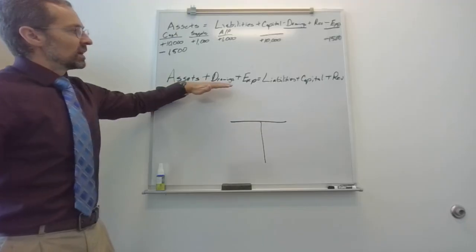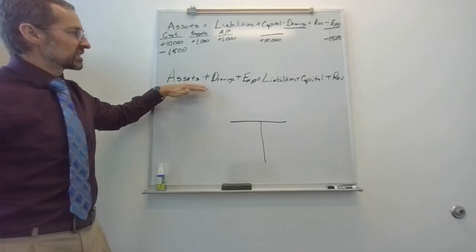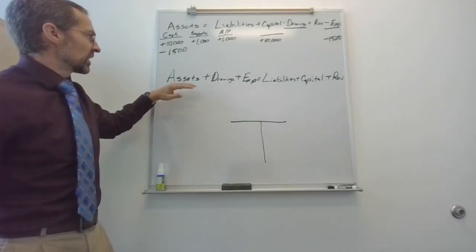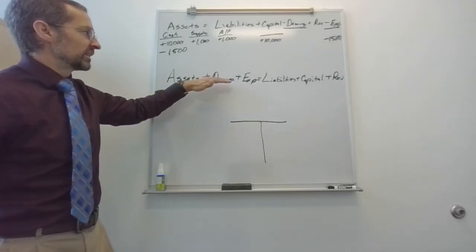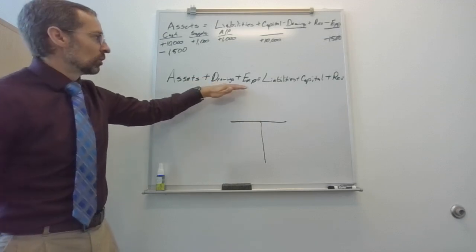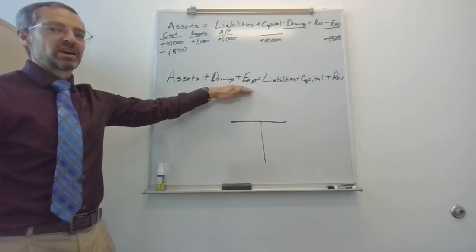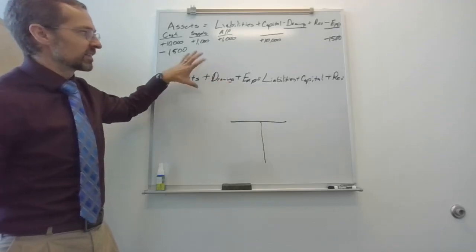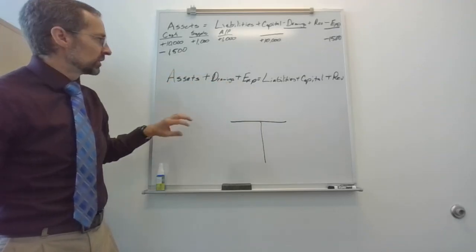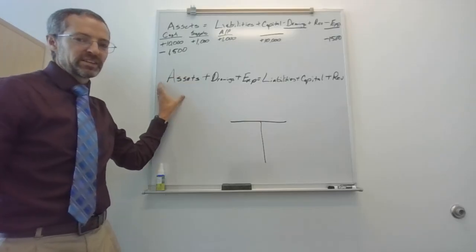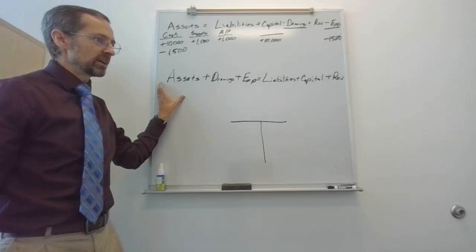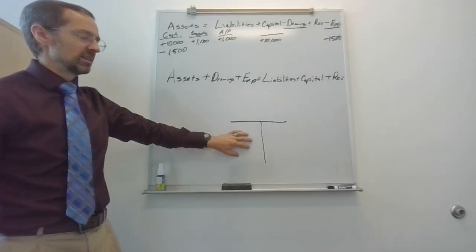So if we are saying something on the left side is going up, we have more assets, the owner has taken out more money, or we have more expenses. How do we show that if it's on the left side of the equation? Well, guess what? If it's on the left side of the equation, we show it going up by putting it on the left side of our T account.